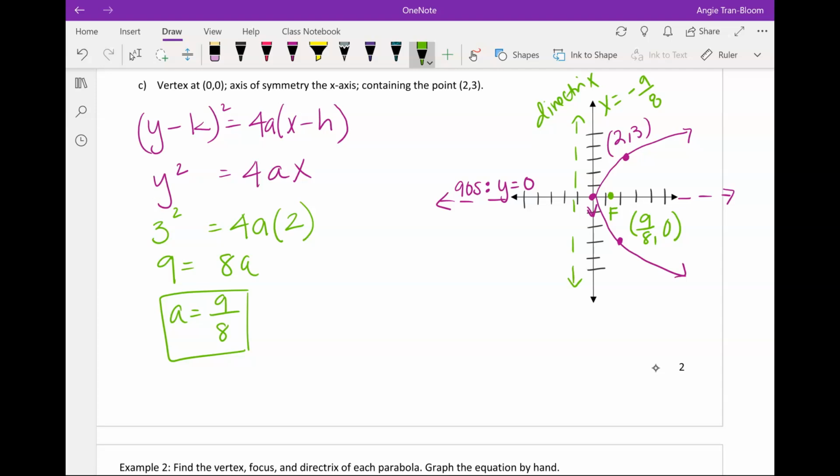We need to find your latus rectum length. How do we find it? It's 4A. Do we know exactly what 4 times A is? So 4 times A happens to be 9/8... can I reduce that down to 9/2? So 9/2 is the total length.